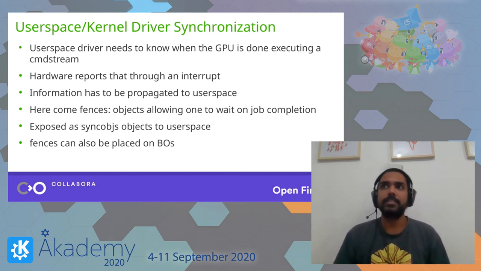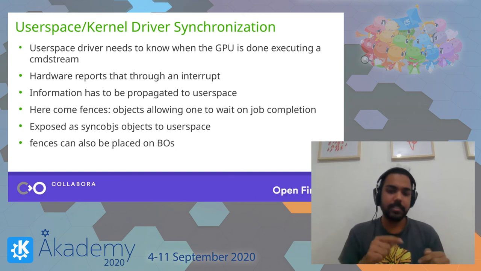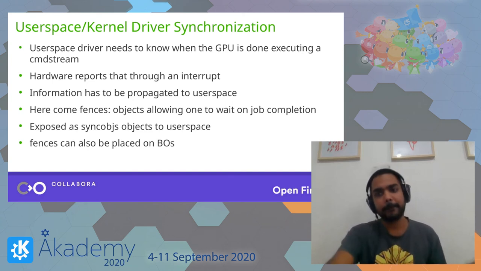And the way to look at fences is essentially, there are two kinds of fences. In fences and out fences. If my job finishes, it can signal an out fence, and another job can link to that out fence as an in fence. And once this in fence is triggered, my second job can run.